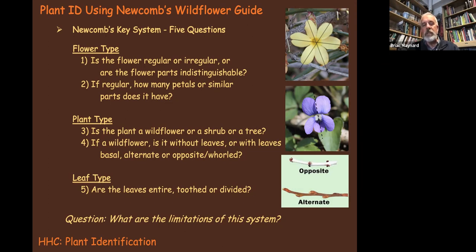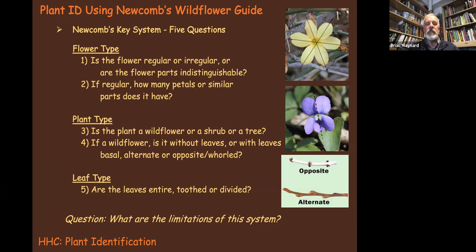And then the fourth question is, if it is a wildflower, does it have leaves or not? Or if it does have leaves, are they basal, meaning only at the bottom of a naked stem with flowers on it? You could think of a tulip, for example. Or are they alternate, meaning there's a single leaf at each node on the stem? Or do they have opposite or whorled leaves, which means that there are two or more leaves at each node on the stem?